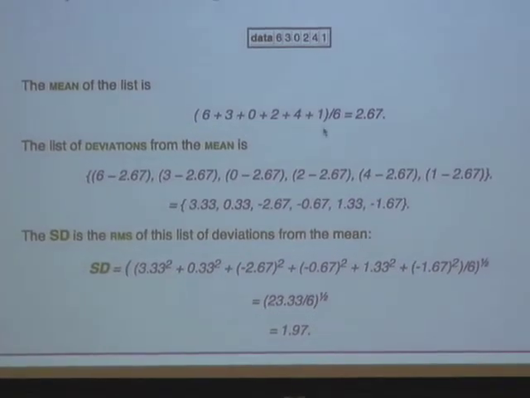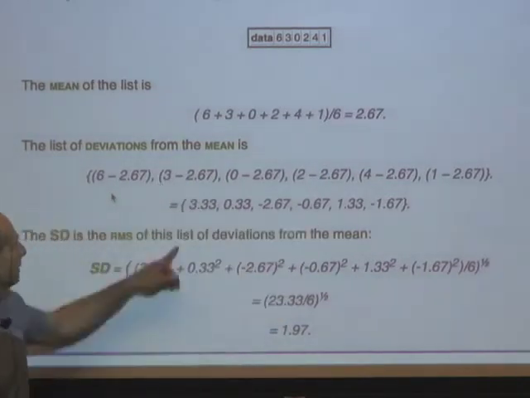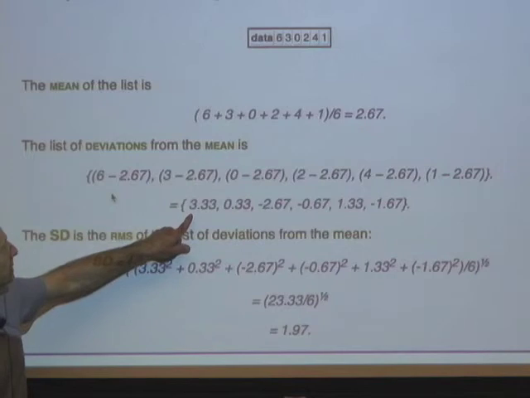We average the numbers in the list. That's 2.67. Then we make a new list, the list of deviations from the mean. So from the first element of the list, 6, we subtract the mean. From the second element of the list, we subtract the mean, etc. Okay? So what does that give us? It gives us this list of 6 numbers.